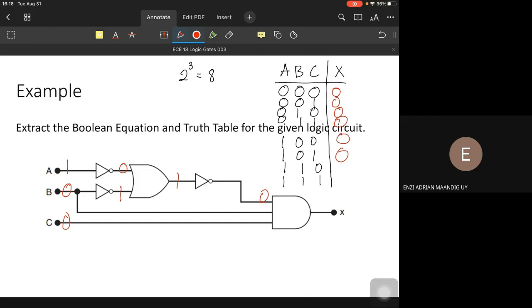What about 1, 1, 0? 0, 0, 0, 1, 1, 0, still 0. And 1, 1, 1, 0, 0, 1, 1, 0, 1. I have to make it 1. Okay.